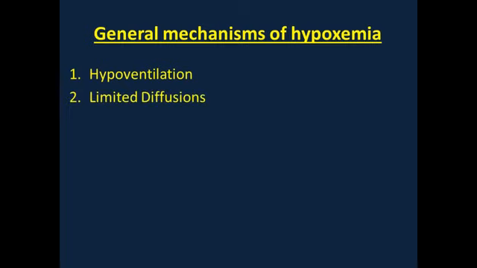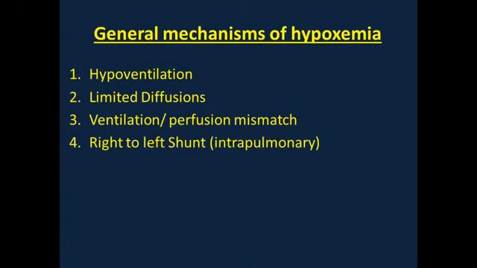So what are the general mechanisms of hypoxemia? We know that hypoventilation can cause hypoxemia with high CO2. Limited diffusion through alveolo-capillary membranes can cause hypoxemia. Ventilation perfusion mismatch can cause hypoxemia. And the extreme of ventilation perfusion mismatch is right to left shunt. When you have a collapsed lung and there is no aeration but just blood flow, that's a kind of right to left shunt. It can be intrapulmonary, cardiac or extracardiac.